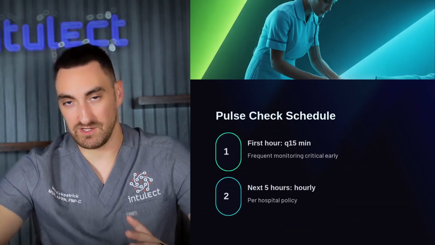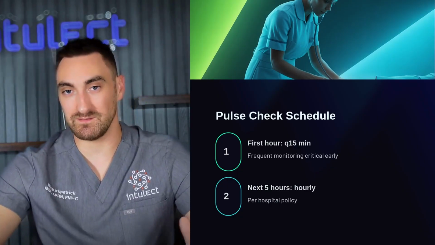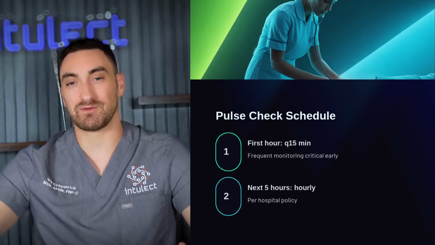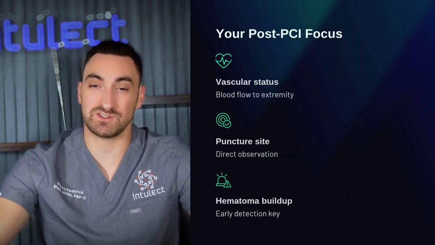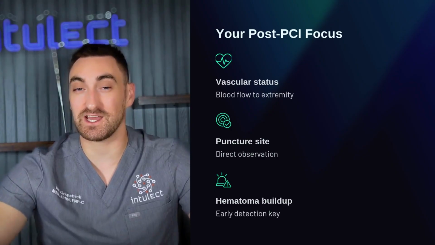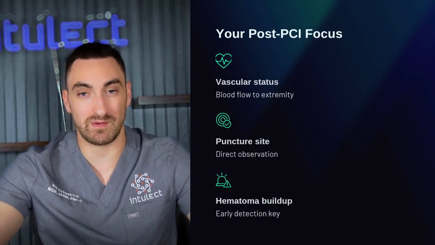Now, of course, you're going to be usually doing some pulse checks quite frequently within that first hour, usually every 15 minutes, and then maybe every hour afterwards for that 6 hour. All depends on your hospital policy, but just know in general, you're really checking for vascular status, and you're really watching that puncture site for a hematoma building up.